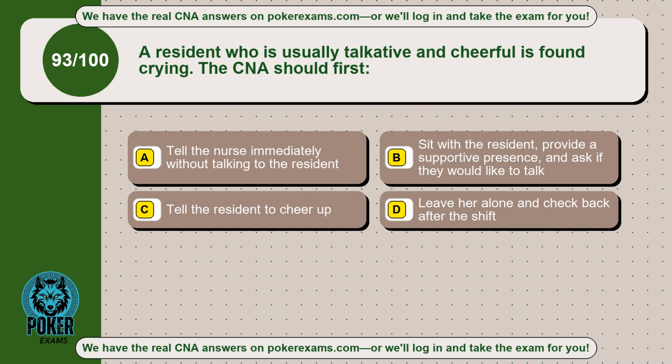Question 93. A resident who is usually talkative and cheerful is found crying. The CNA should first: Option A, tell the nurse immediately without talking to the resident. Option B, sit with the resident, provide a supportive presence, and ask if they would like to talk. Option C, tell the resident to cheer up. Option D, leave her alone and check back after the shift.